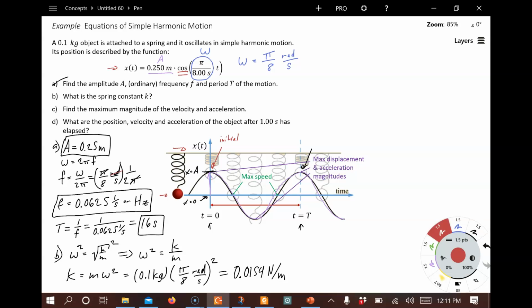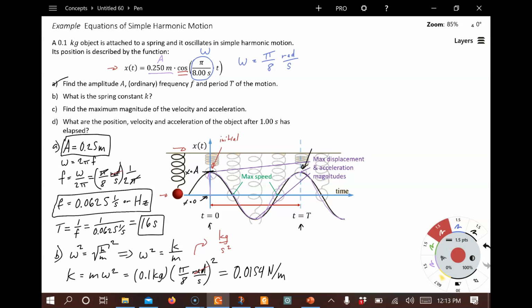Again, we're going to get rid of the rad here. So let's check and see if those units make sense. What do we have here? We've got a kilogram per second squared, dropping the rads, right? Is that the same as a newton per meter?